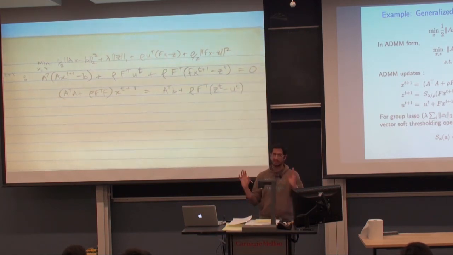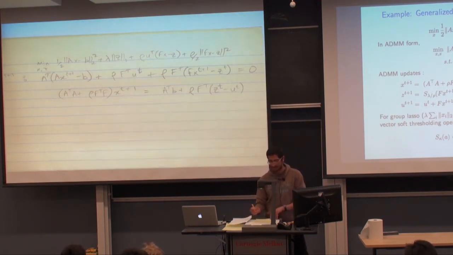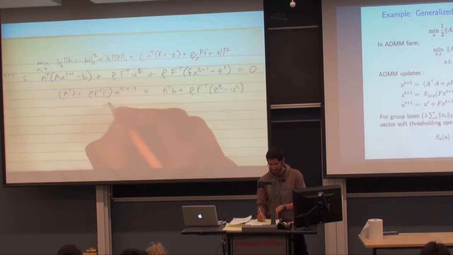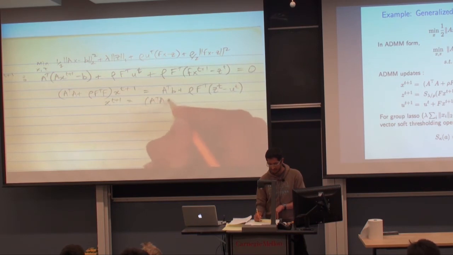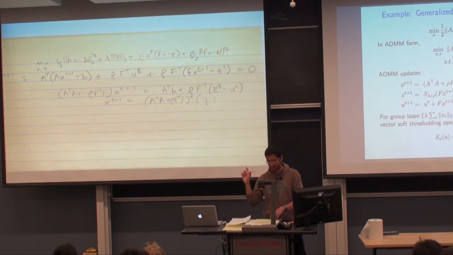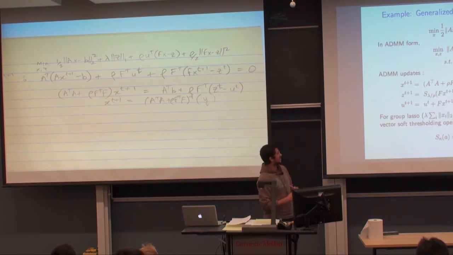Okay, so you should just think of the right hand side as y. You have some fixed quantity y, A transpose b plus some constant. So this is just some vector y, and all you have to solve is a matrix times x equal to this y, and this is exactly what you get from ridge regression, right? So this is just x_{t+1} being the inverse of A transpose A plus rho times F transpose F, the whole inverse times this y, this observation thing. So that's our update for x_{t+1}. It's pretty easy to derive.